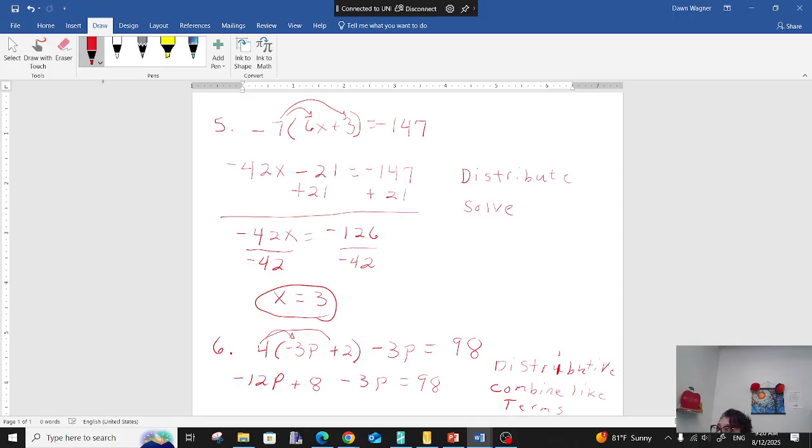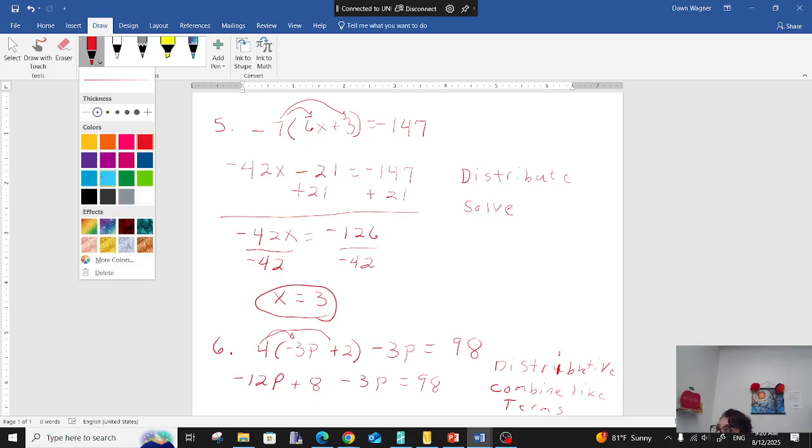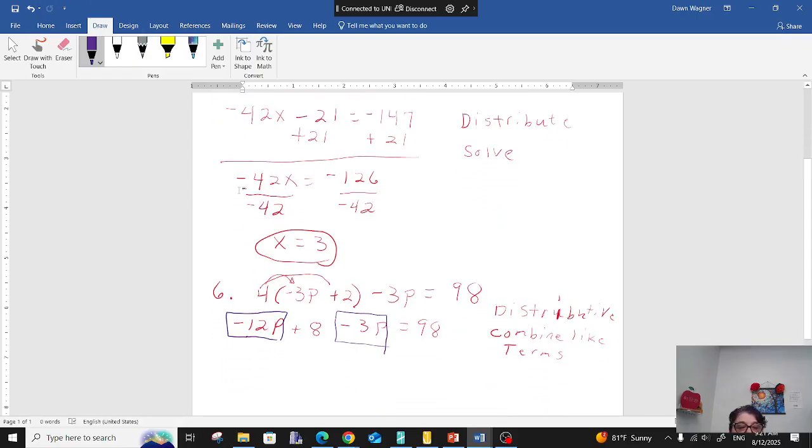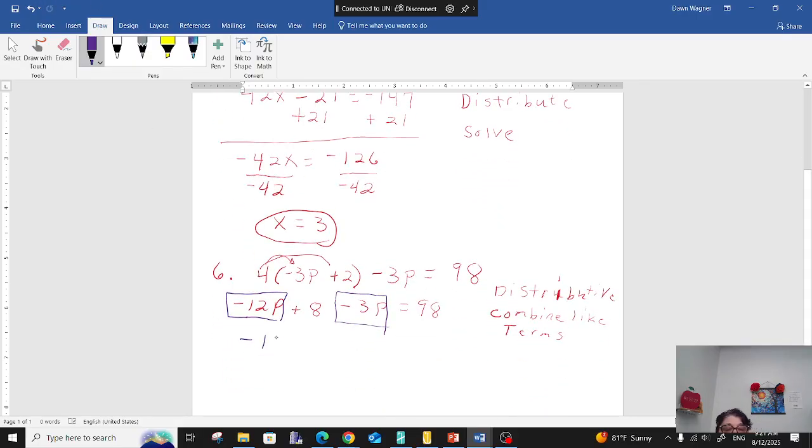So when I'm talking about combining like terms, here is a P, right? And over here is another P. It's going to be -15p. Good job. Because this is negative and I'm subtracting or I'm going more negative, right? And so we should get -15p plus 8 equals 98.